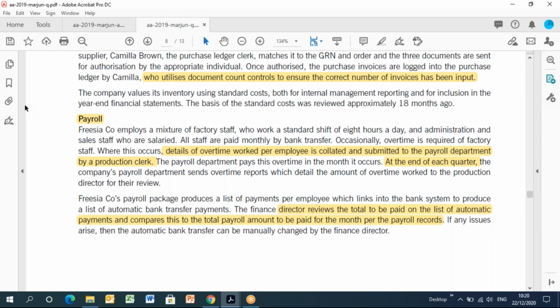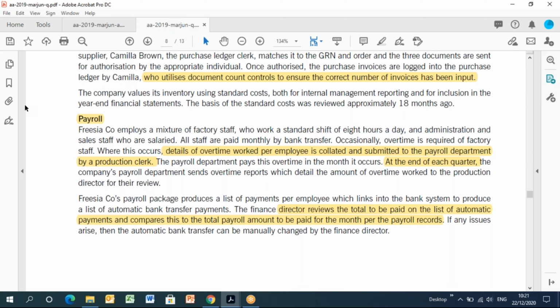So the payroll department pays the overtime in the month it occurs. At the end of each quarter, the company payroll department sends overtime reports, which detail the amount of overtime worked, to the production director for review. So if you read this paragraph in here, you can immediately realize that there's something wrong.